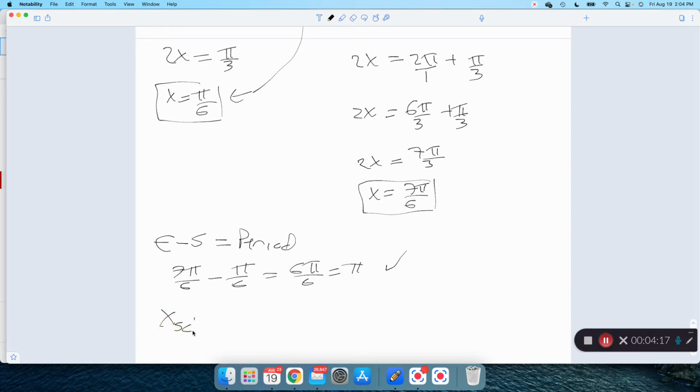Okay, we find our scale. X scale is the period over 4. So my period, I just wrote it a second ago, was pi. So my x scale is pi over 4.